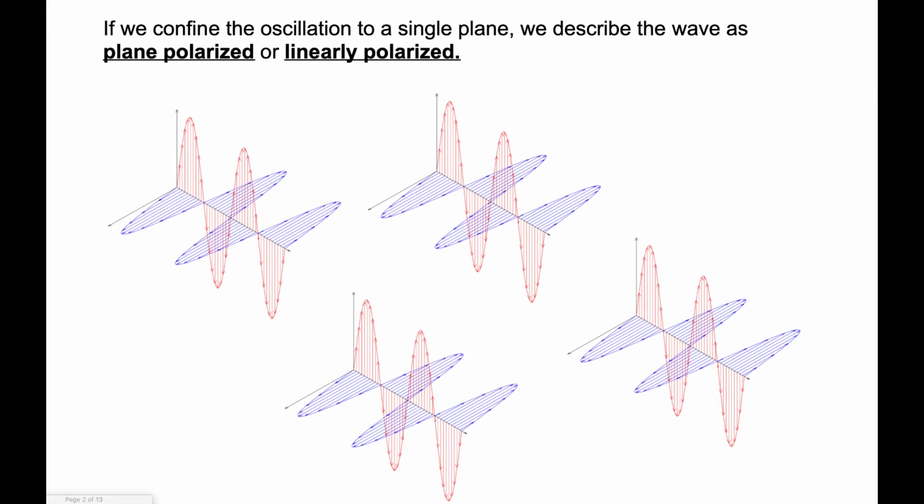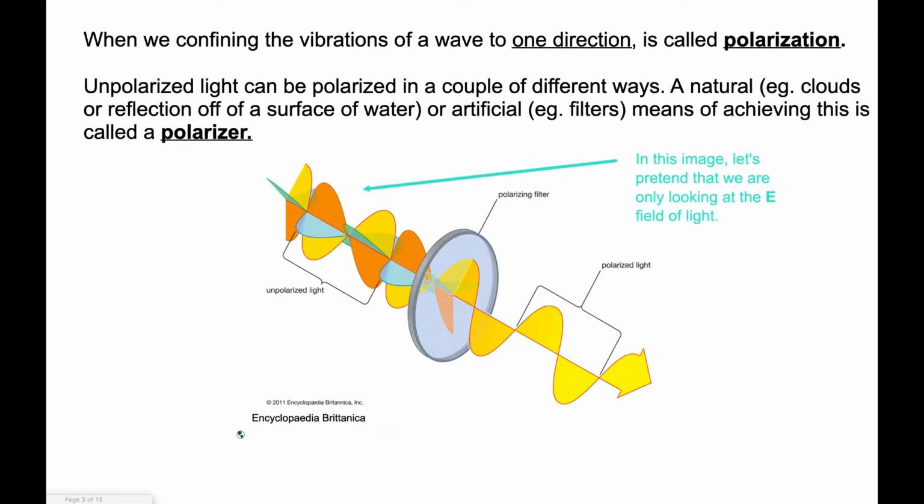However, if we look at a bunch of light rays where the electric and magnetic field are confined to the same plane for every single light ray, that light is called plane polarized light or linearly polarized light. So let's imagine all of these are light rays coming from some sort of a source or some sort of a surface that was able to polarize all of those beams of light. Whenever we take unpolarized light and we confine the vibrations to just one direction, that's called polarization.